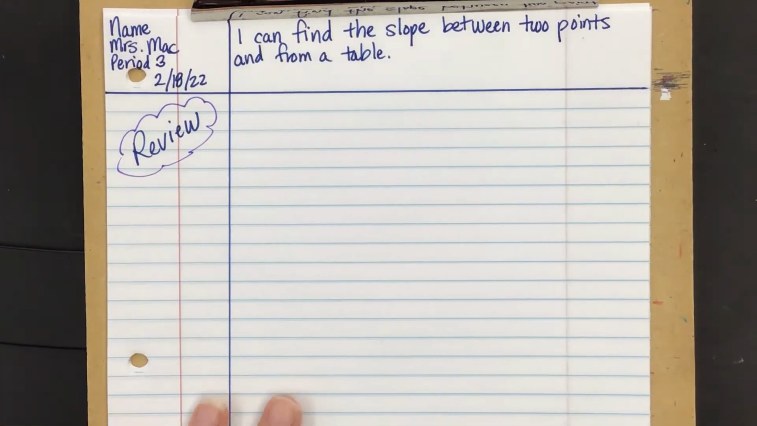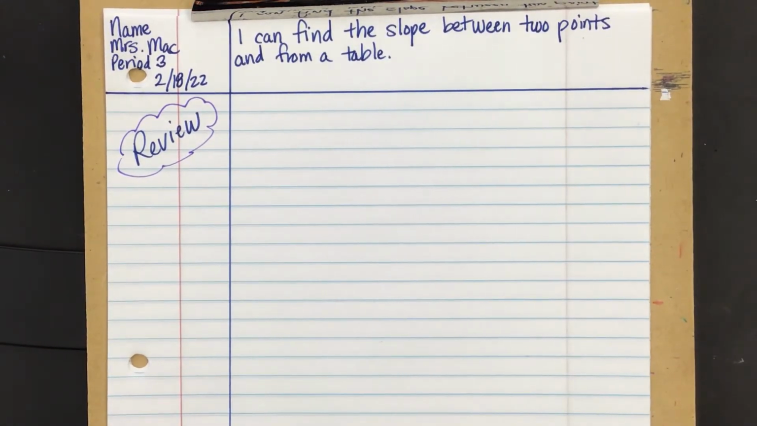The lesson today is pretty short. We're going to review how to find the slope between 2 points, which is what we did yesterday. And then I'll show you how to find the slope if you're given a table that represents a linear relationship.